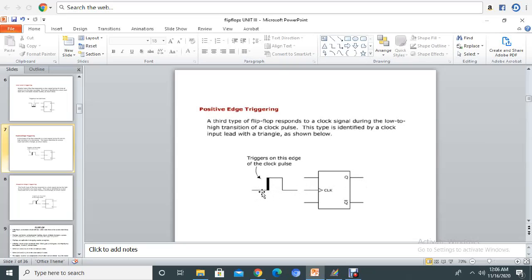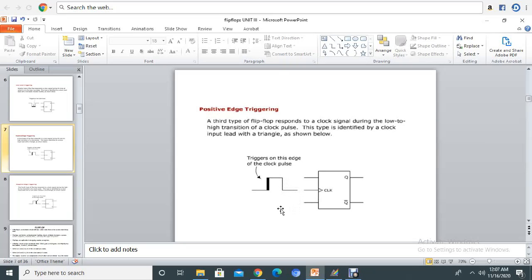When we apply the clock pulse, during the transition of 0 to 1 in the clock pulse, the output of flip-flop will be changing, then it is called positive edge triggering. When we apply the clock pulse during the transition of 1 to 0, the output will be changing, then it is called negative edge triggering.